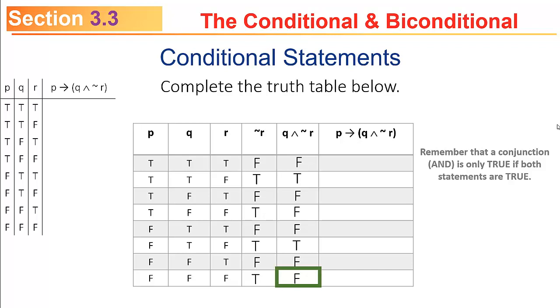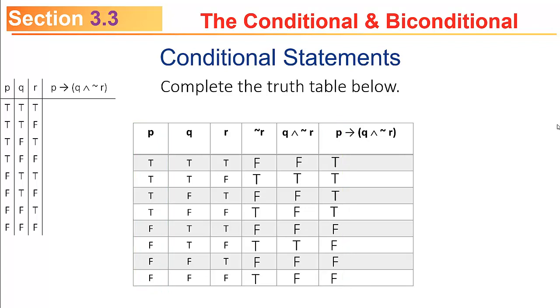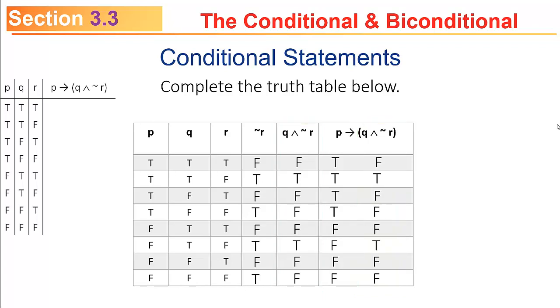And finally, I'm ready to tackle the last column. The last column begins with a P, so I'll take the P values from the far left column and move them over. And on the other side of the implication symbol, I have that Q and not R, so I'll take that column of values and move those over. And then I note that I have an implication symbol between them. So I have true implies false, true implies true, and all the way down the list.